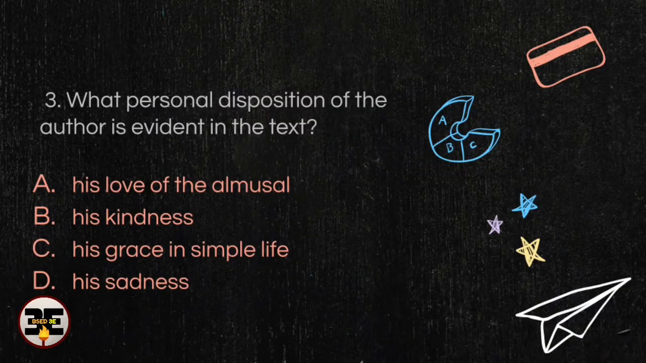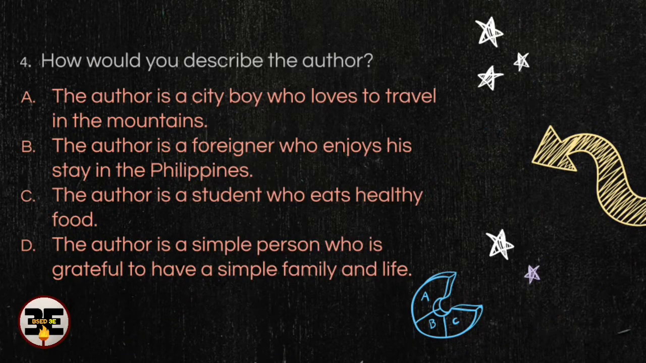What personal disposition of the author is evident in the text? Do you have any guesses? Very good! The personal disposition of the author is his grace in simple life. How would you describe the author? Do you have any ideas? Great job! The author is a simple person who is grateful to have a simple family and life.